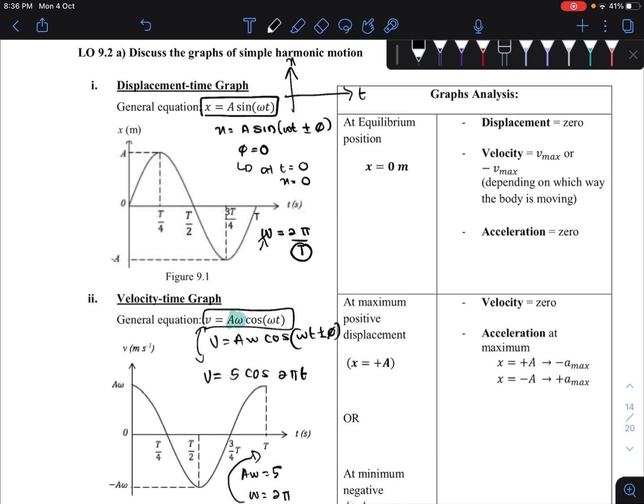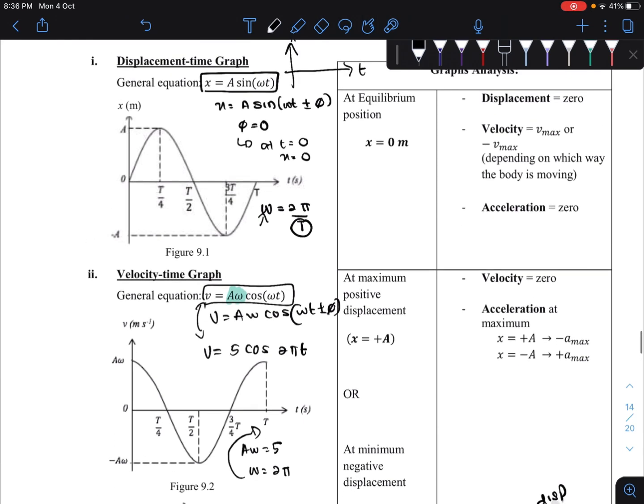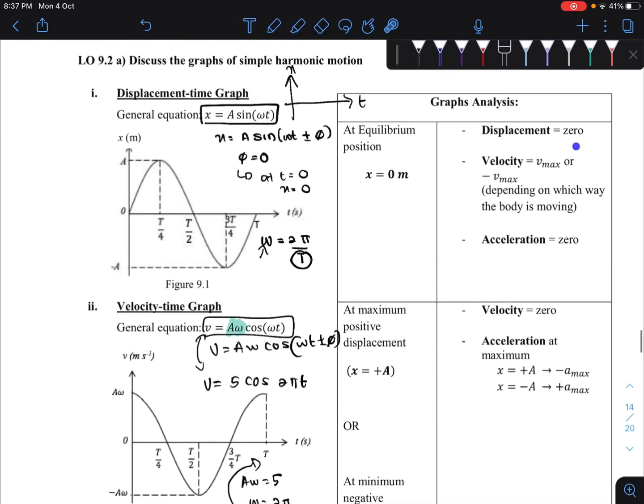Okay, so next we are going to look at the graph analysis. Okay, graph analysis, kita ada a few things yang kita kena faham supaya whenever you look at the question ataupun whenever you look at the graph, you can easily identify this hidden term. Iaitu at equilibrium position, X kita sama dengan kosong, kita akan ada 3 informasi. Okay, when the question say equilibrium position, iaitu kita tahu X sama dengan kosong, the first thing kita kena faham adalah the displacement is 0.